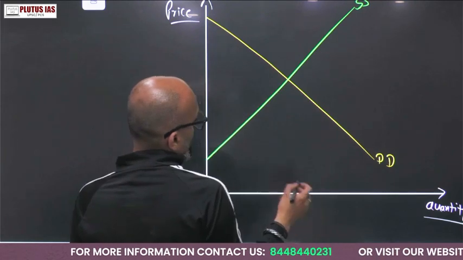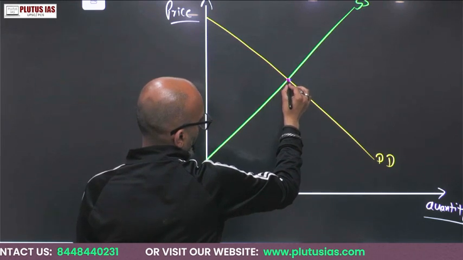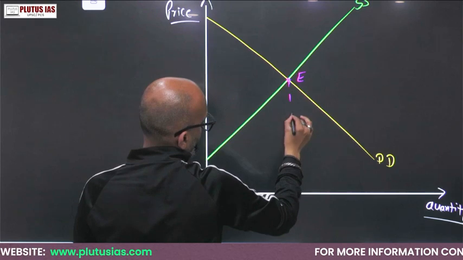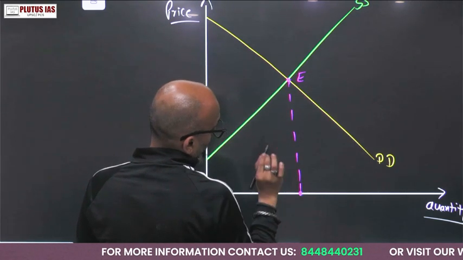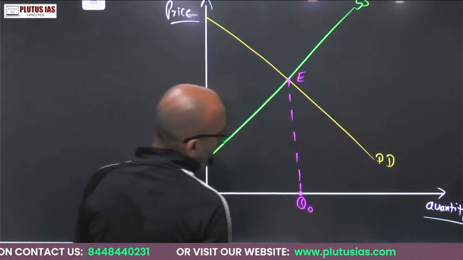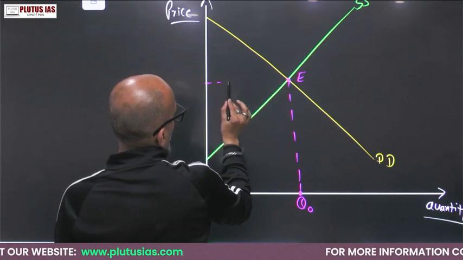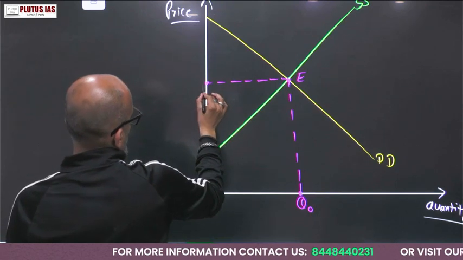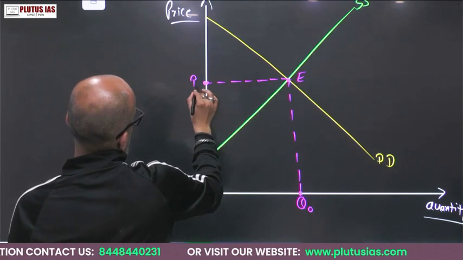Point of intersection of supply and demand curve gives us the equilibrium point, right? Let's call this equilibrium point as E, okay? Corresponding to this equilibrium point, we have got quantity. Let's call this quantity as Q naught, okay? And corresponding to this equilibrium point, we have equilibrium price. Let's call this equilibrium price as P naught.